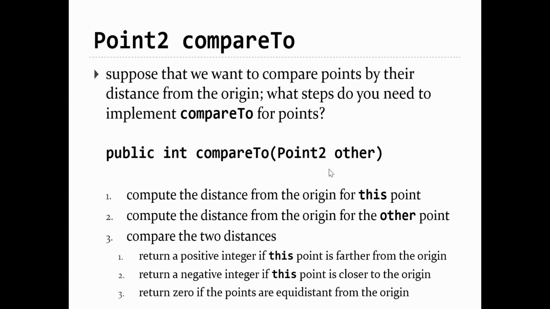To implement the method, it's pretty straightforward. I want to test the distance of this point to the origin, and I want to evaluate the distance of the other point from the origin. So I've got 2 points, there's always this point and the other point. And then I'm going to compare those 2 distances. If the distance from this point to the origin is less than the other point's distance, I'm going to return a negative integer. If the distance from this point to the origin is greater than the other point's distance from the origin, I'm going to return a positive integer. And if they're equidistant, so they have the same distance from the origin, you're going to return 0.